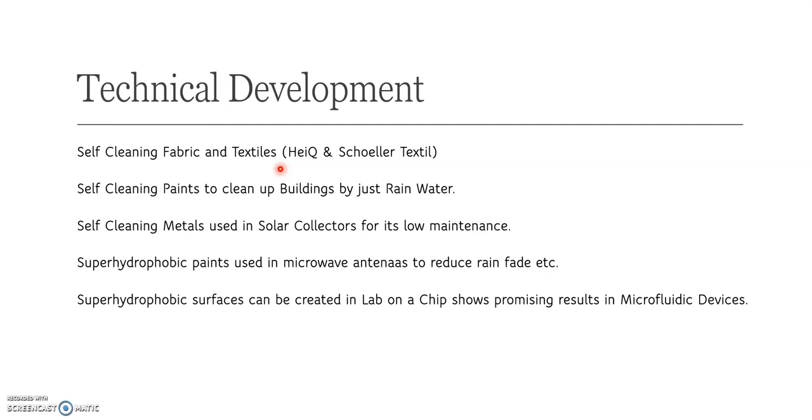Imagine you are sailing. Those sail masts, where it is very difficult to pull them down and clean them, can be cleaned automatically, naturally, with maybe rainwater. Similarly, self-cleaning paints can clean buildings just by rainwater. Just imagine how beautiful and efficient it will be, rather than hiring someone to clean it. Self-cleaning metals are also used in solar collectors for low maintenance. Super hydrophobic paints are also used in microwave antennas to reduce rain fade. And super hydrophobic surfaces can also be created in lab on chip, which shows promising results in microfluidic devices.